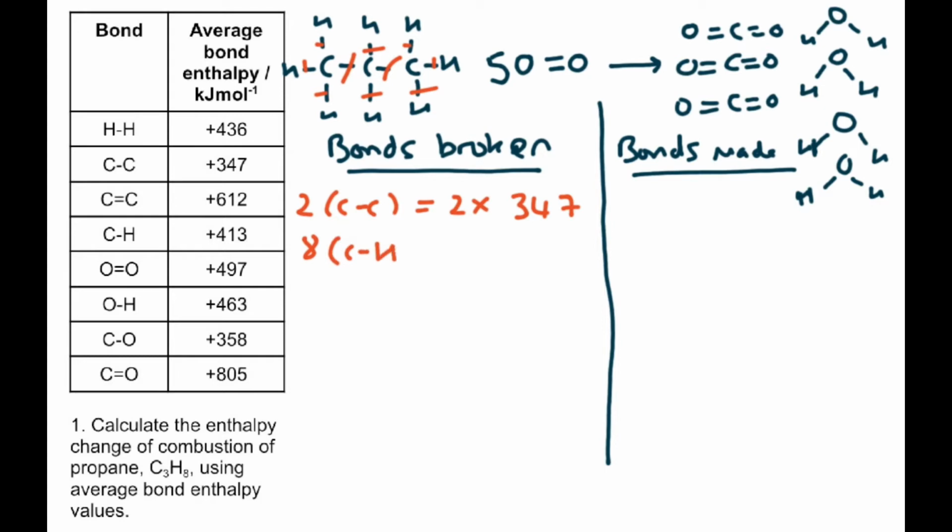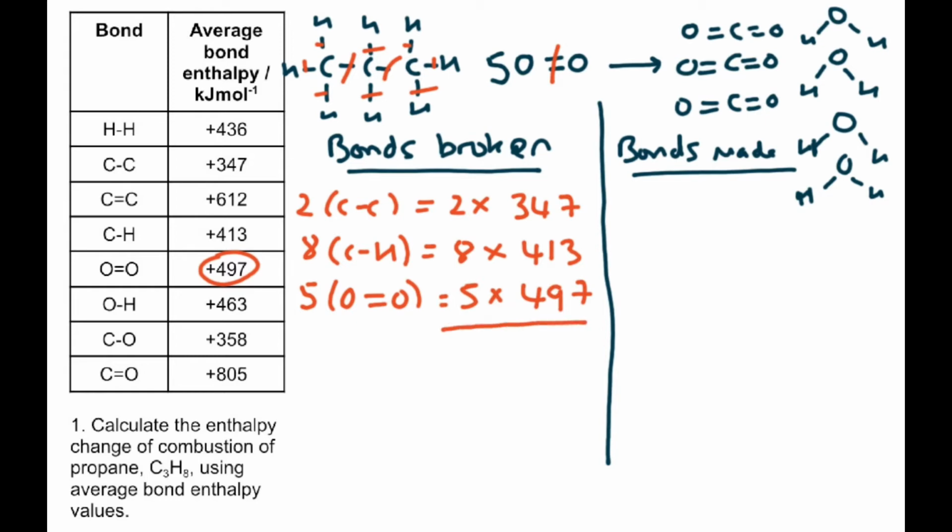Now, by drawing it out and keeping your work organized, then you won't make any silly mistakes. So 8 CHs, 8 times, make sure you get the right value. CH is 413. And then also you have got 5 double bond oxygens. So we're going to break 5 double bond oxygens, which is 5 times, make sure you get the right value, 497. Okay, now you total up that side, and you have a go at it as well, and it should come to 6483 when you add up that side of the equation.